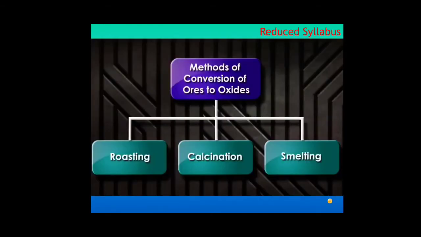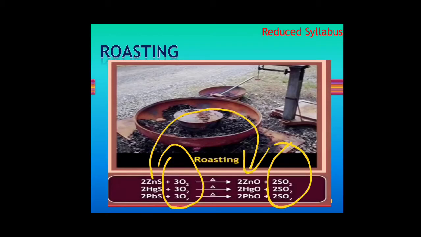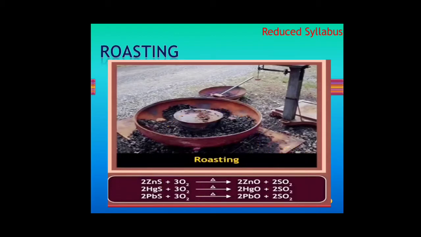Then we have methods of conversion of ore to oxides. In that we have roasting, calcination and smelting. Roasting is heating in open air. When it is heated in open air, it is treated with oxygen and hence sulfur dioxide is given out. So the sulfide ore gets converted into an oxide ore.